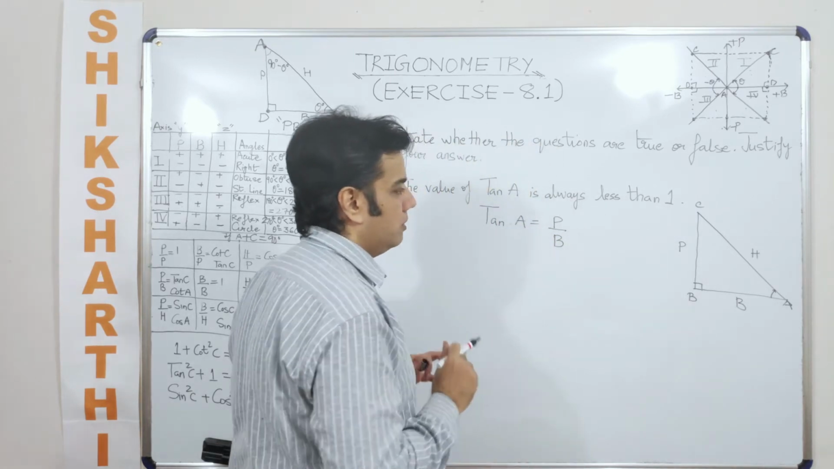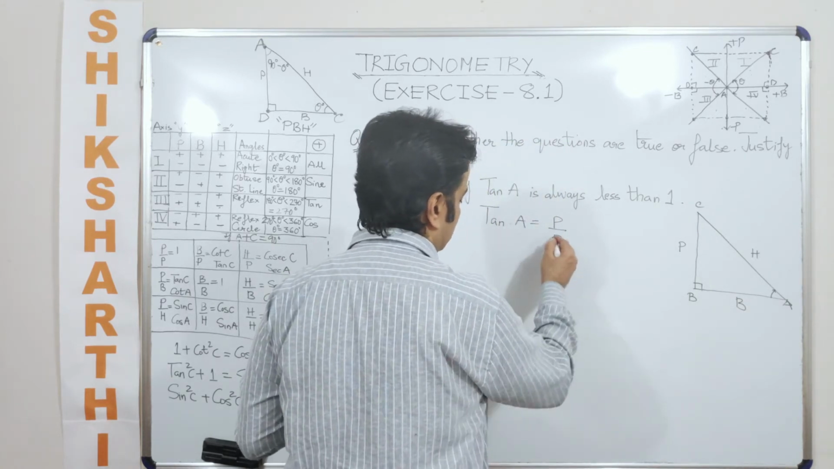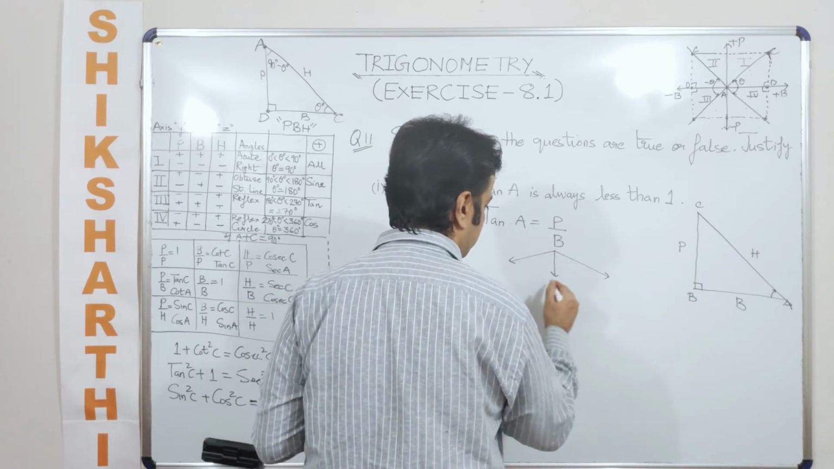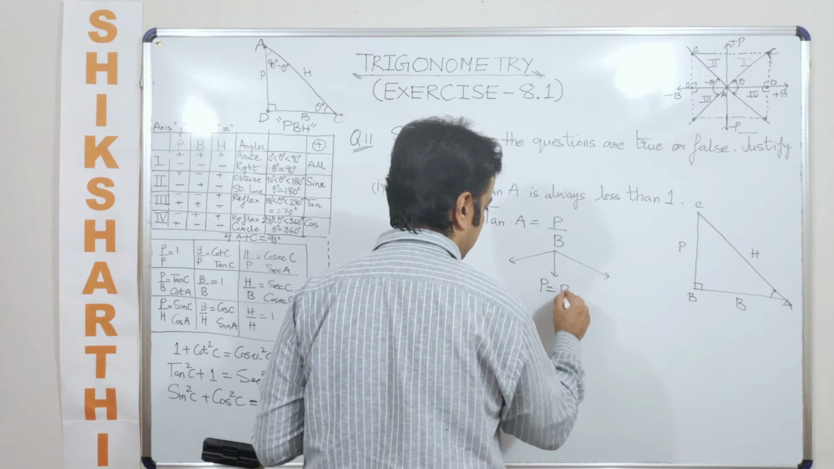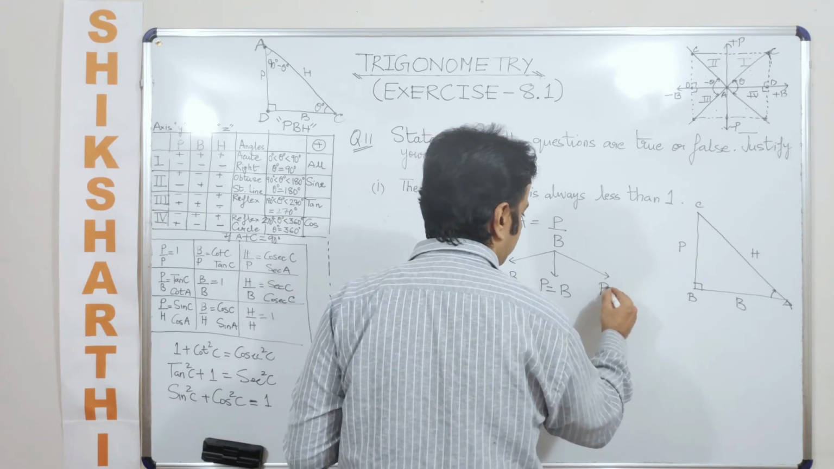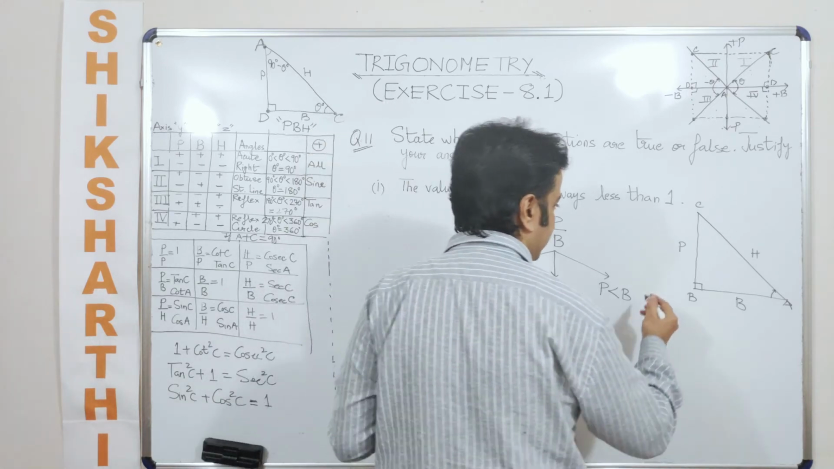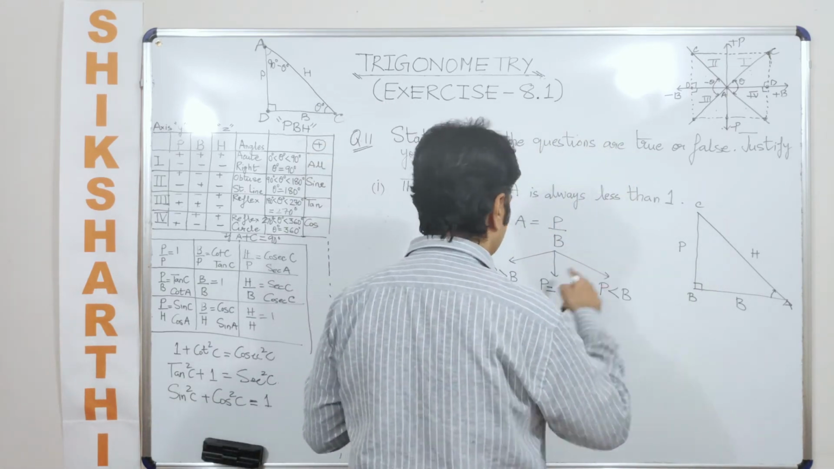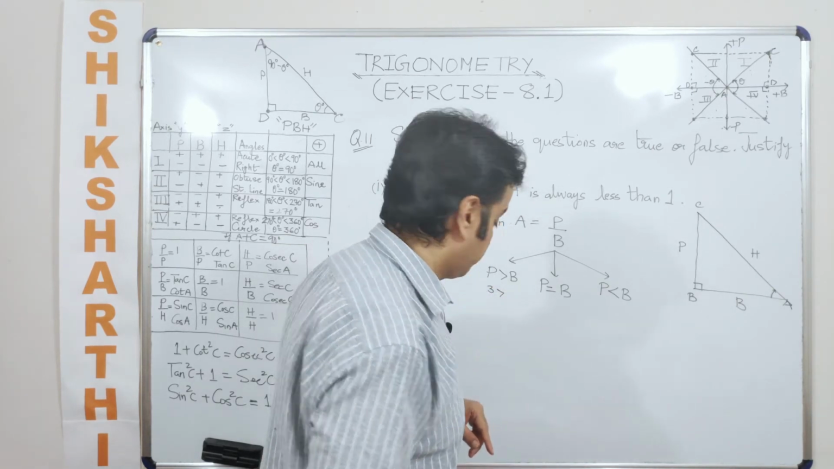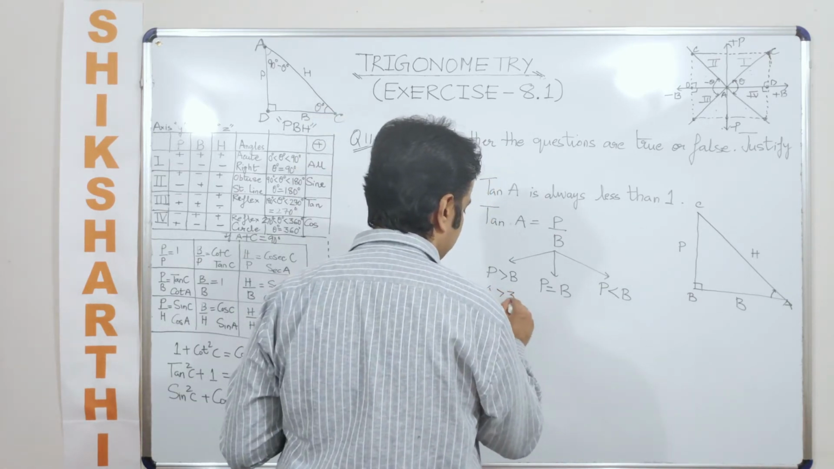The best way to approach this question is to make three cases. Can the perpendicular be equal to the base? Can the perpendicular be greater than the base? Can the perpendicular be lesser than the base? For this, you can just take an example. The first case: let us say you take the perpendicular as 3 and the base as 4. Here I'll take the perpendicular as 4 and the base as 3.